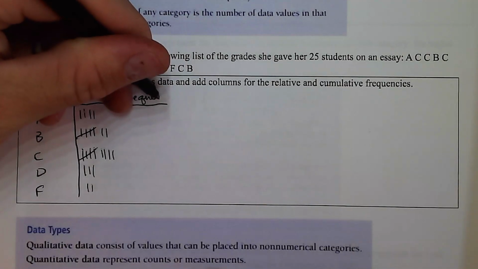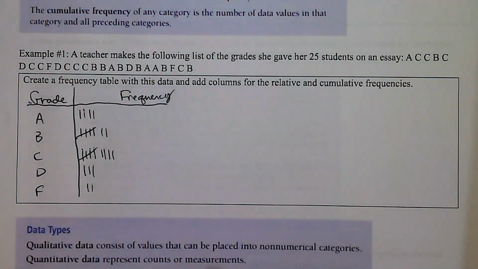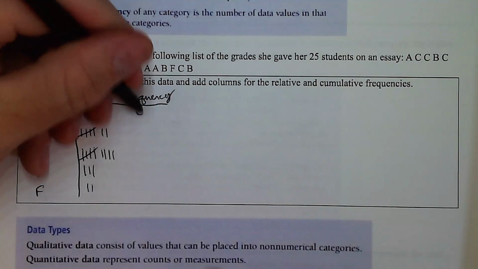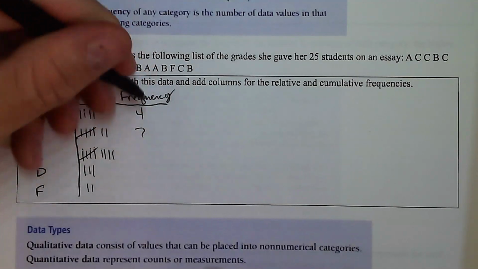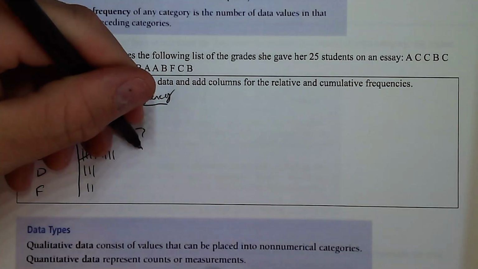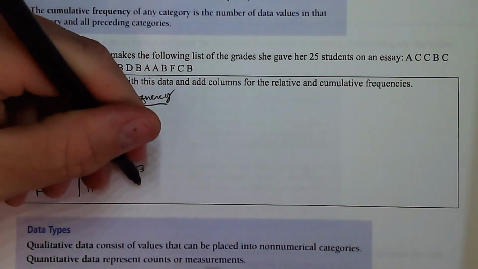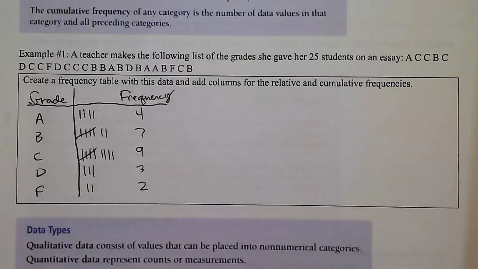Okay, so let's go look at the frequency. We're going to clean this up a little bit. So it looks like we had four A's, seven B's, nine C's, three D's, and two F's. So that's frequency. Frequency is how often an outcome happens.